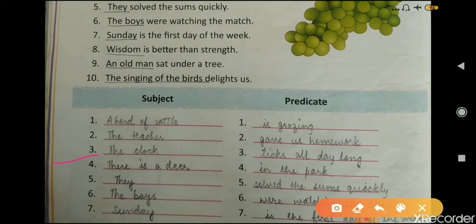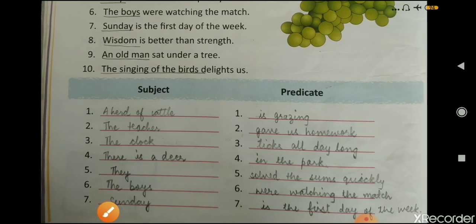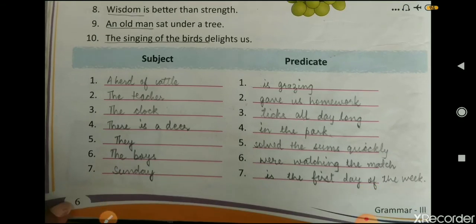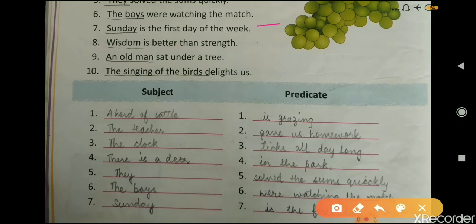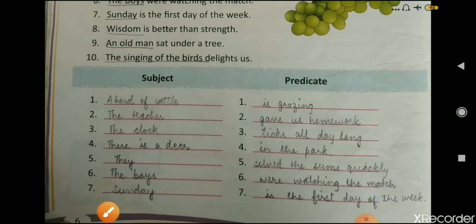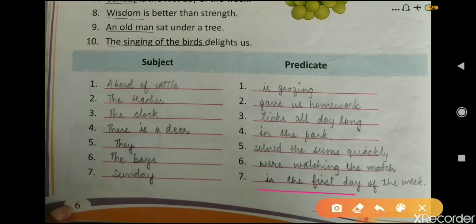There is a deer in the park. So there is a deer is a subject part, in the park, predicate. They solved the sums quickly. This one, fifth sentence, they is a subject part and solved the sums quickly, predicate. The boys were watching the match. So the boys, subject, were watching the match, predicate. Sunday is the first day of the week. So Sunday is the subject and is the first day of the week, predicate.